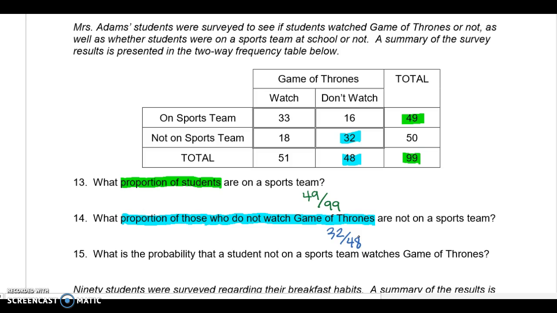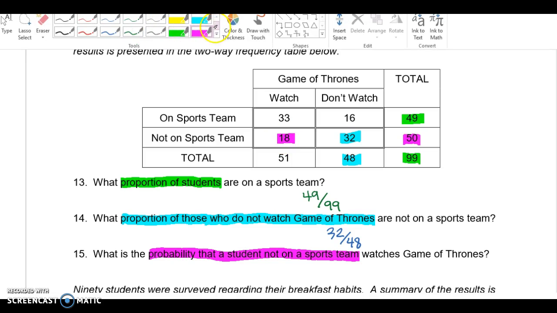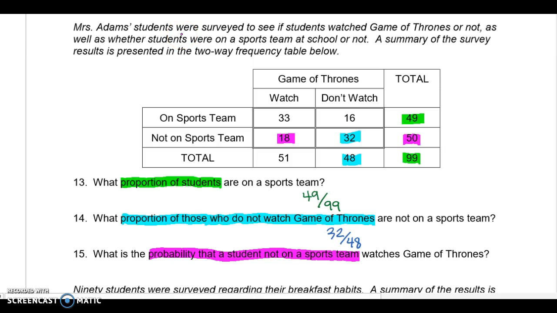And 15, what's the probability that a student not on the sports team? Okay, here we go. Probability, student not on a sports team. So that's what we're looking for first. Those not on a sports team, it's 50. And then watches Game of Thrones is 18. So our probability, really it's a proportion, same thing, 18 out of 50. Okay, so again, that is looking at a relative frequency table, and also how do we look at those subgroups.